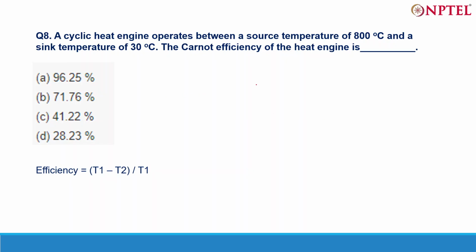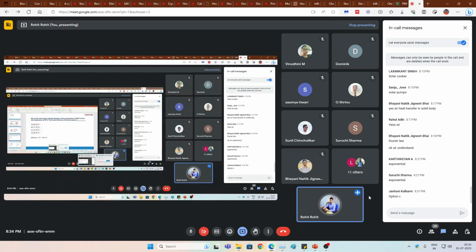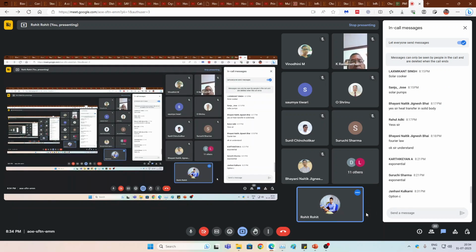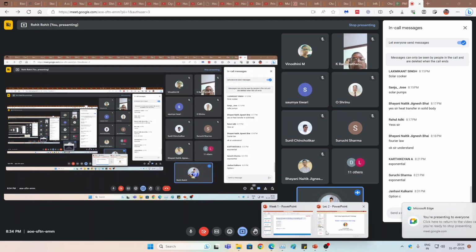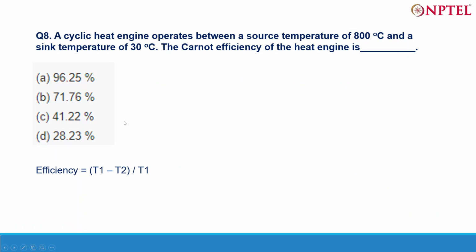Now this is a question which you need to answer by yourself. I will not give you the answer. Let me see first if there are any questions. Okay, guys, please do this question by yourself now. I want answers from you. I am giving you 5 minutes for this. I have mentioned the formula here also. Please solve this, then we will talk about this question.